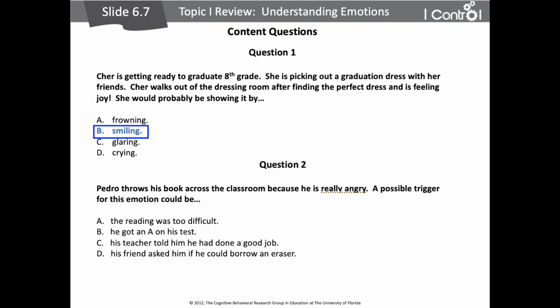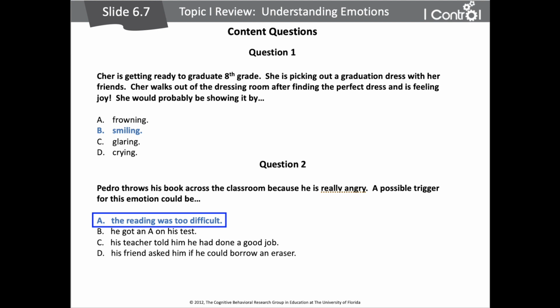For question 2, if you selected A, you're correct. Pedro throws his book across the classroom because he is really angry. A possible trigger for this emotion could be the reading was too difficult for him.